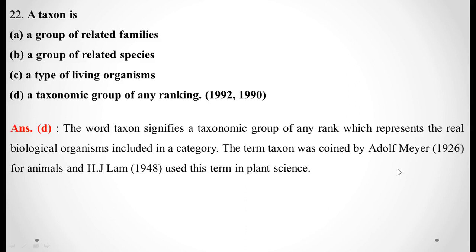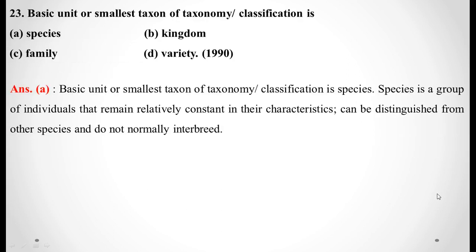The next question is, the basic unit or smallest taxon of taxonomic classification is species, kingdom, family, or variety. Option A, species, is the basic or smallest taxon of taxonomic classification. A species is a group of individuals that remain relatively constant in their characteristics, are distinct from other species, and do not normally interbreed. So two different species do not normally interbreed. They are distinct from other species.